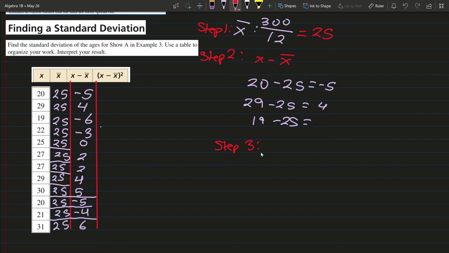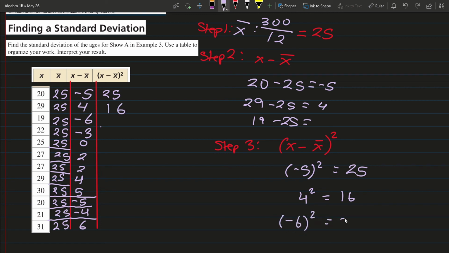Step 3, we're going to square everything. So let's take the first one, negative 5, right? And this negative 5 represents this entire thing right here. So you can replace it with negative 5. Let me do a different color. Negative 5 squared is equal to 25. So I'm going to write that down right here. And we'll do the same thing. 4 squared is equal to 16. Negative 6 squared is equal to 36.